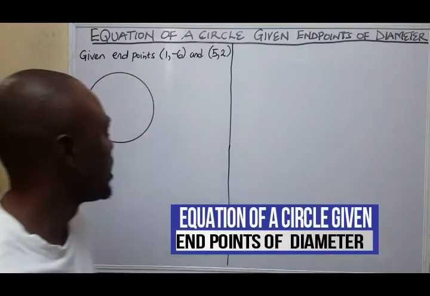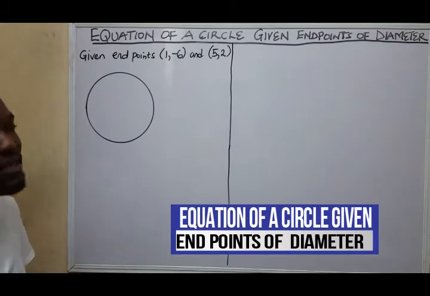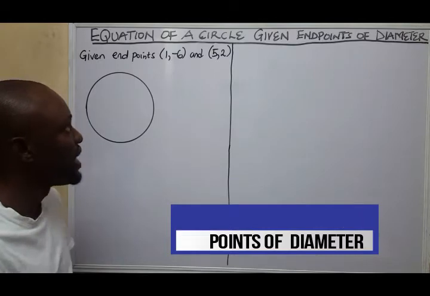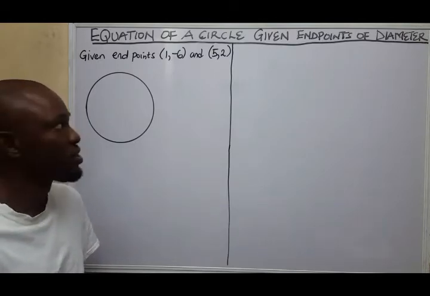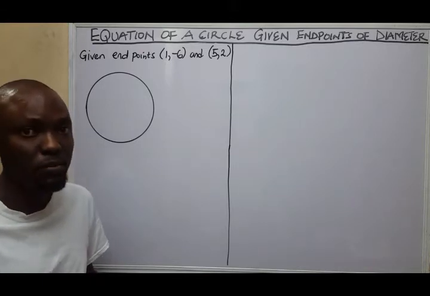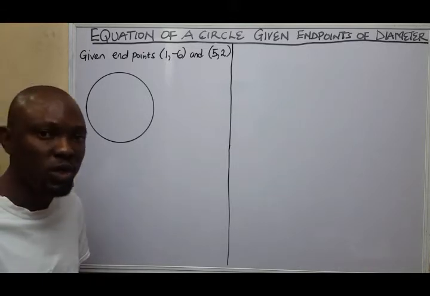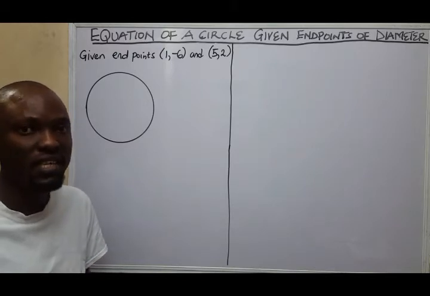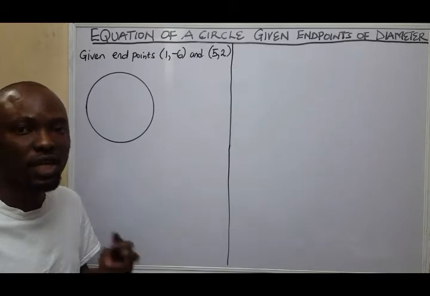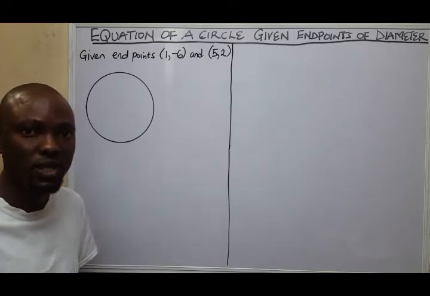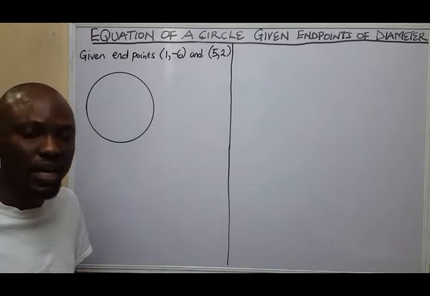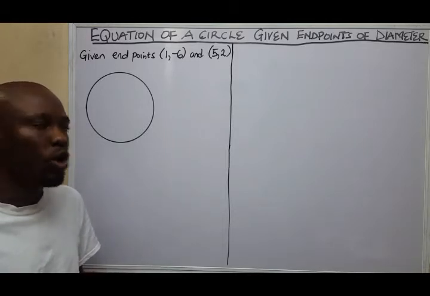Now, if you look at this problem, we are given the endpoints of a diameter and we want to find the equation of a circle. We need to get the midpoint of that diameter. The midpoint simply means the average of the x-coordinate and the average of the y-coordinate. With the midpoint, which is the center, we can use either endpoint to get the radius, and from there, we can get the equation of the circle.